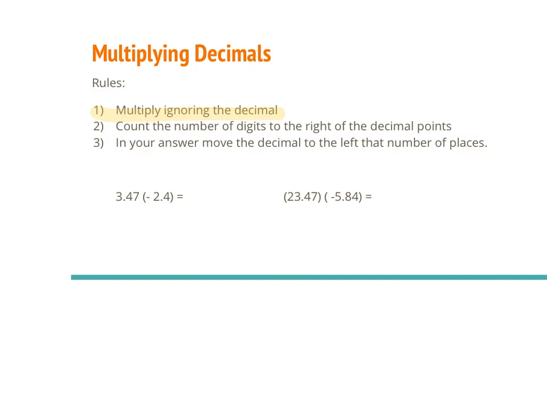After you're done multiplying, you are going to count all the digits to the right of the decimal. Count them all out, both of those numbers that you just multiplied. All the numbers on the right, we're going to count them out. And then, in your answer, you're going to move the decimal to the left that number of places.